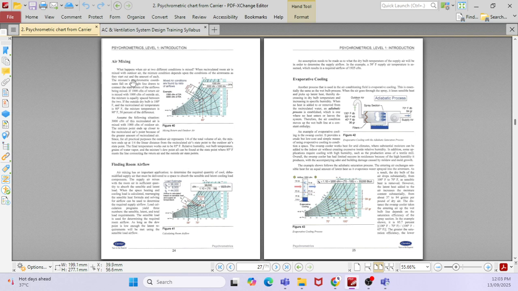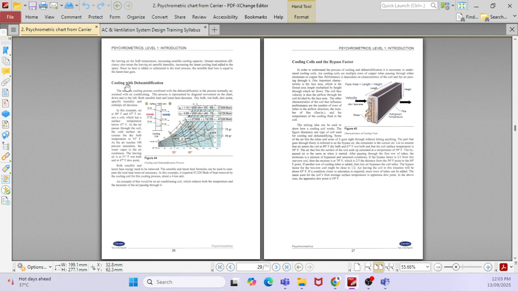Air mixing: when you mix the air, what is the impact? Evaporative cooling: how to do the evaporative cooling? Cooling with dehumidification: what is the impact? See the formula given here. One calculation is given here.